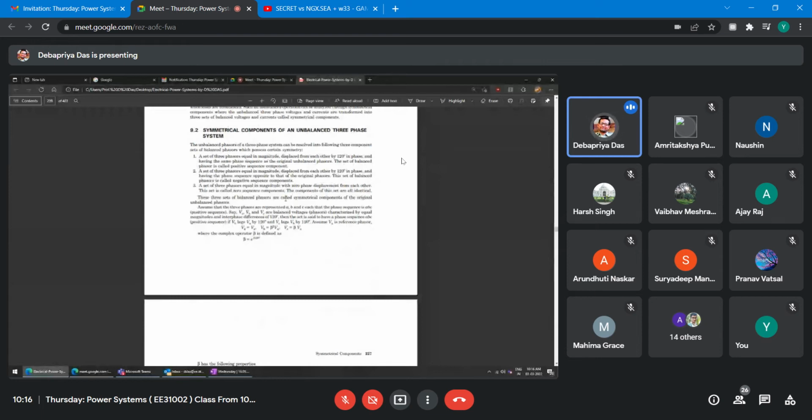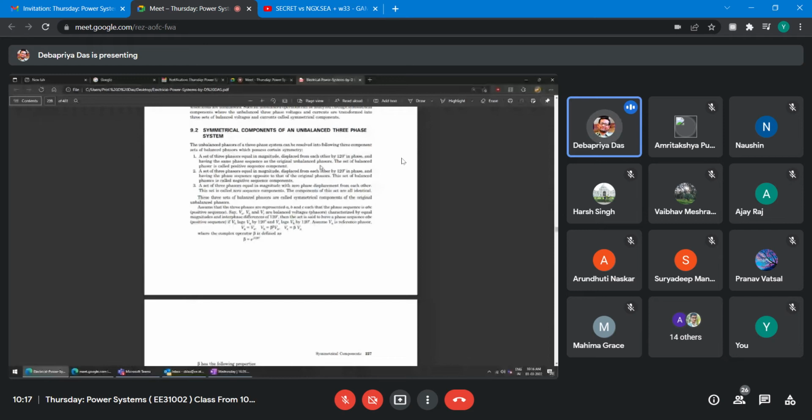A set of three phasors equal in magnitude, displaced from each other by 120 degrees in phase, and having the same phase sequence as the original unbalanced phasor, is called the positive sequence component. Similarly, a set of three phasors equal in magnitude, displaced from each other by 120 degrees in phase, and having the phase sequence opposite to that of the original phasor. Suppose the original phase sequence is clockwise, the negative sequence will be anti-clockwise. This set of balanced phasors is called the negative sequence component.